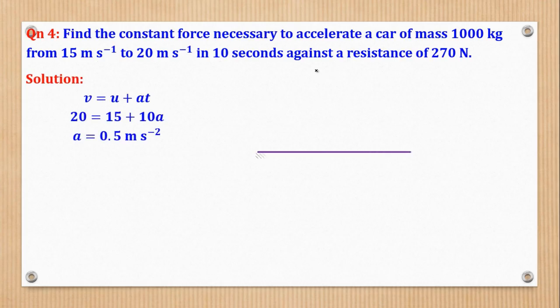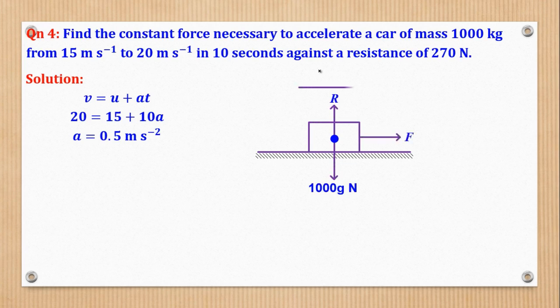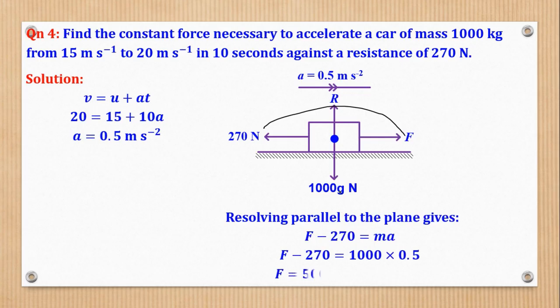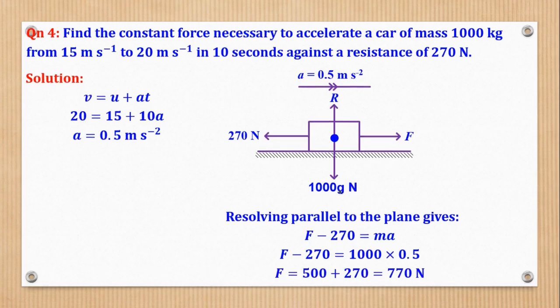Then we shall illustrate. Put the weight, put the normal reaction, put the pulling force, put the acceleration and then the friction or resistance to motion. Then we can now resolve parallel to the plane. Remember, resultant force is now F minus 270 equal to ma. Substitute for mass and for acceleration, and then make F the subject. And that's what they wanted.